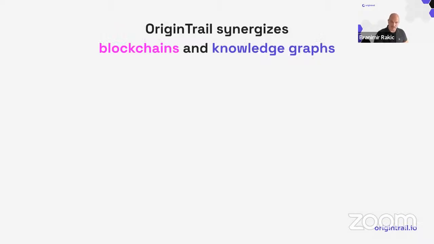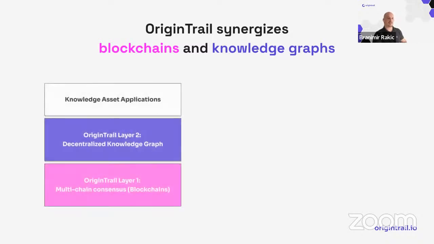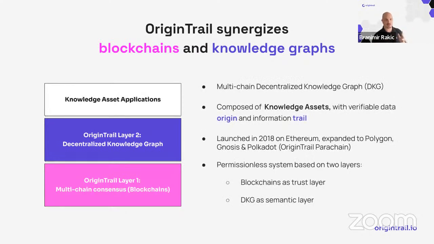So what is OriginTrail? Like I said, it's a combination of knowledge graphs and blockchains. And on a very simplified level, you can observe it as this 3-layer infrastructure. So we have the multi-blockchain consensus layer, the layer 1 of OriginTrail. The layer 2 is the decentralized knowledge graph, where all of the knowledge is kept. And then knowledge asset applications come on top. So essentially, we're talking about a multi-chain decentralized knowledge graph, and it's composed of something called knowledge assets. All of these knowledge assets have verifiable data origin and information trail.